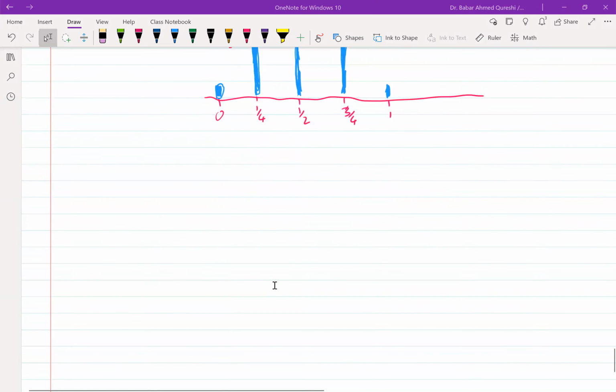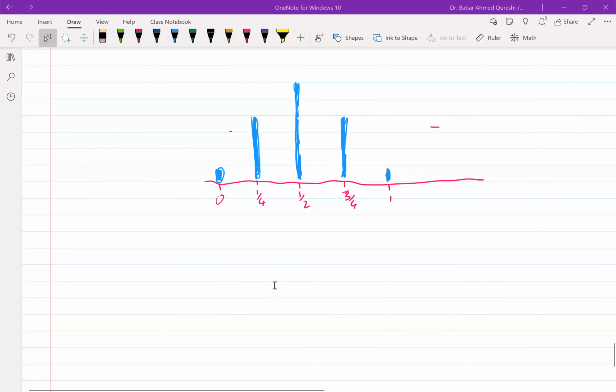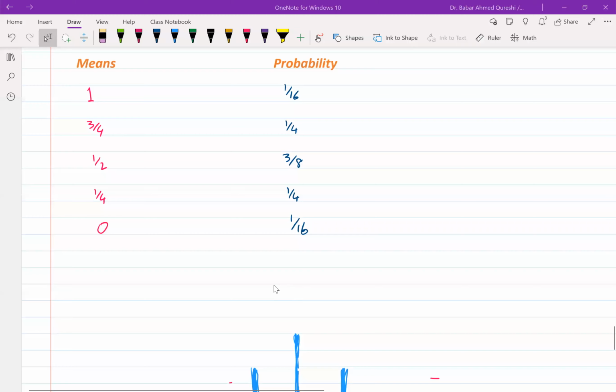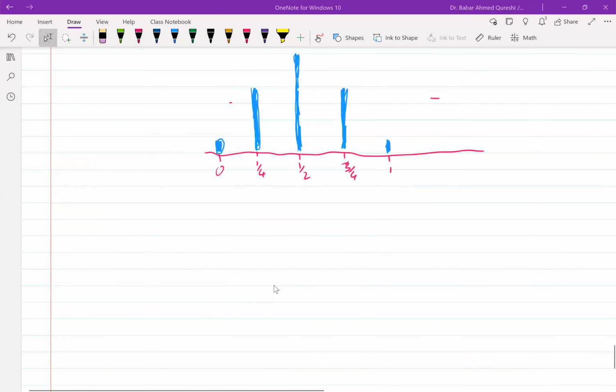Now, using this data, I can compute the standard deviation of the sample mean. Well, let's go one step at a time. Let's first compute the variance of the sample mean.